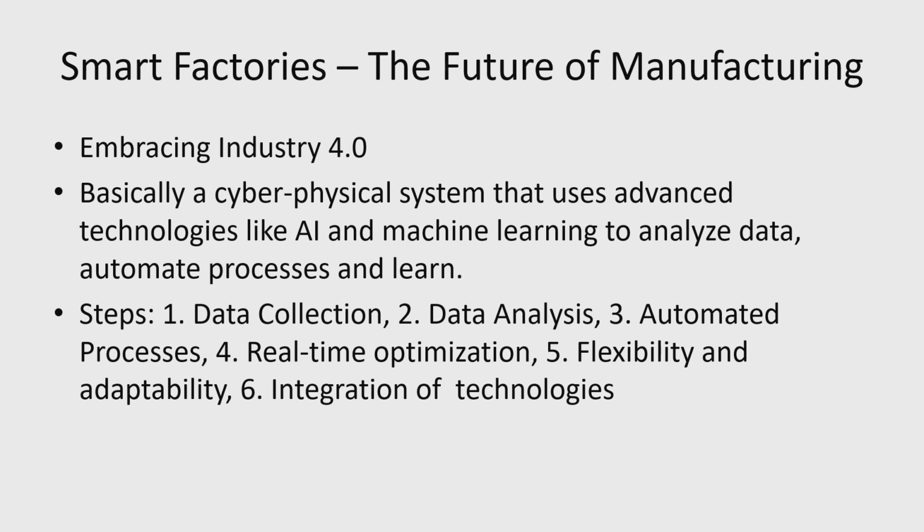Flexibility means if you are making one type of product, but suddenly the demand comes for another type of product, then one should be flexible enough to switch to that. And adaptability means there may be some changes occurring, like adaptive control, and one can take care of that. Then integration of technologies: a number of technologies are properly integrated in a smart factory system.